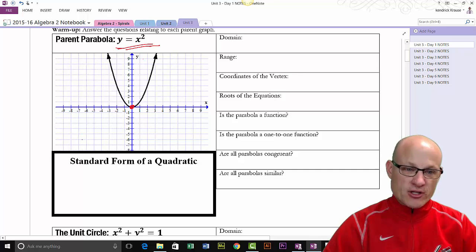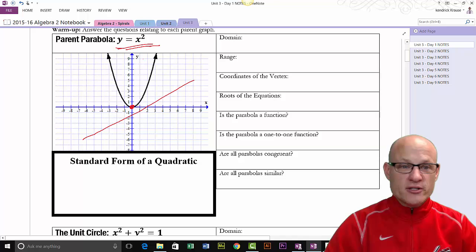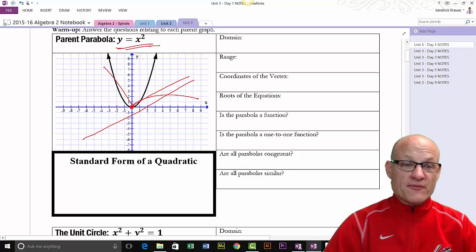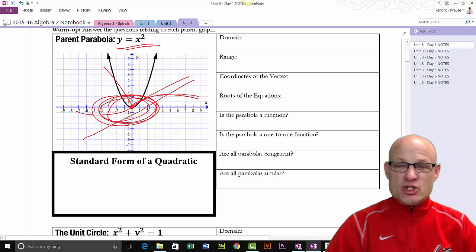Kind of like the parent function of a line, or the parent function of an absolute value, or the parent function of a square root function, or the parent function of a cube root function. Isn't that weird? We've learned all these and they all seem to go through there. We're probably going to start shifting and transforming this thing based on where that vertex is.